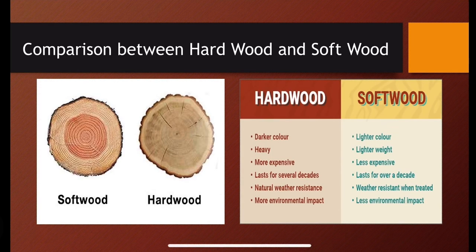Here is a picture showing that hardwoods are of darker color, whereas softwoods are lighter in color. Hardwood lasts for several decades and softwood lasts for approximately one decade. The natural weather resistance of hardwood and softwood is different. Softwood requires a treatment for weather resistance. Hardwoods have more environmental impact and softwoods have less environmental impact.